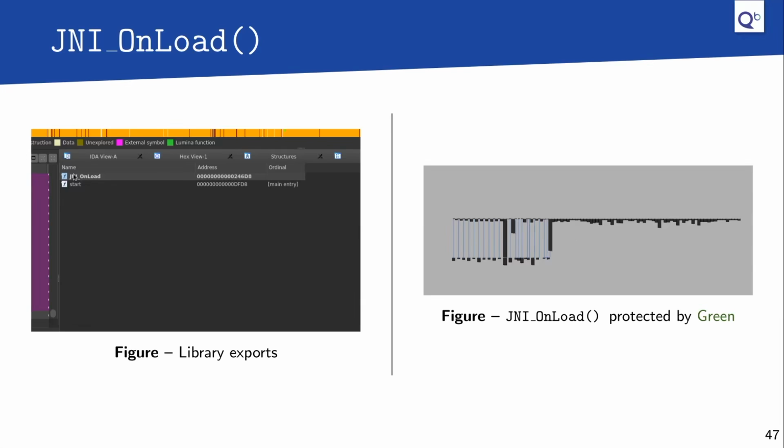You can notice that you only have one export, which is JNI onload, and we'll see that JNI onload is basically the function that is doing the resolution between the declaration in Java and the offset in the library. And here is the CFG, which is obfuscated, using control flow flattening. And if you want to understand how this sequence of basic blocks is executed, it can be very, very painful.